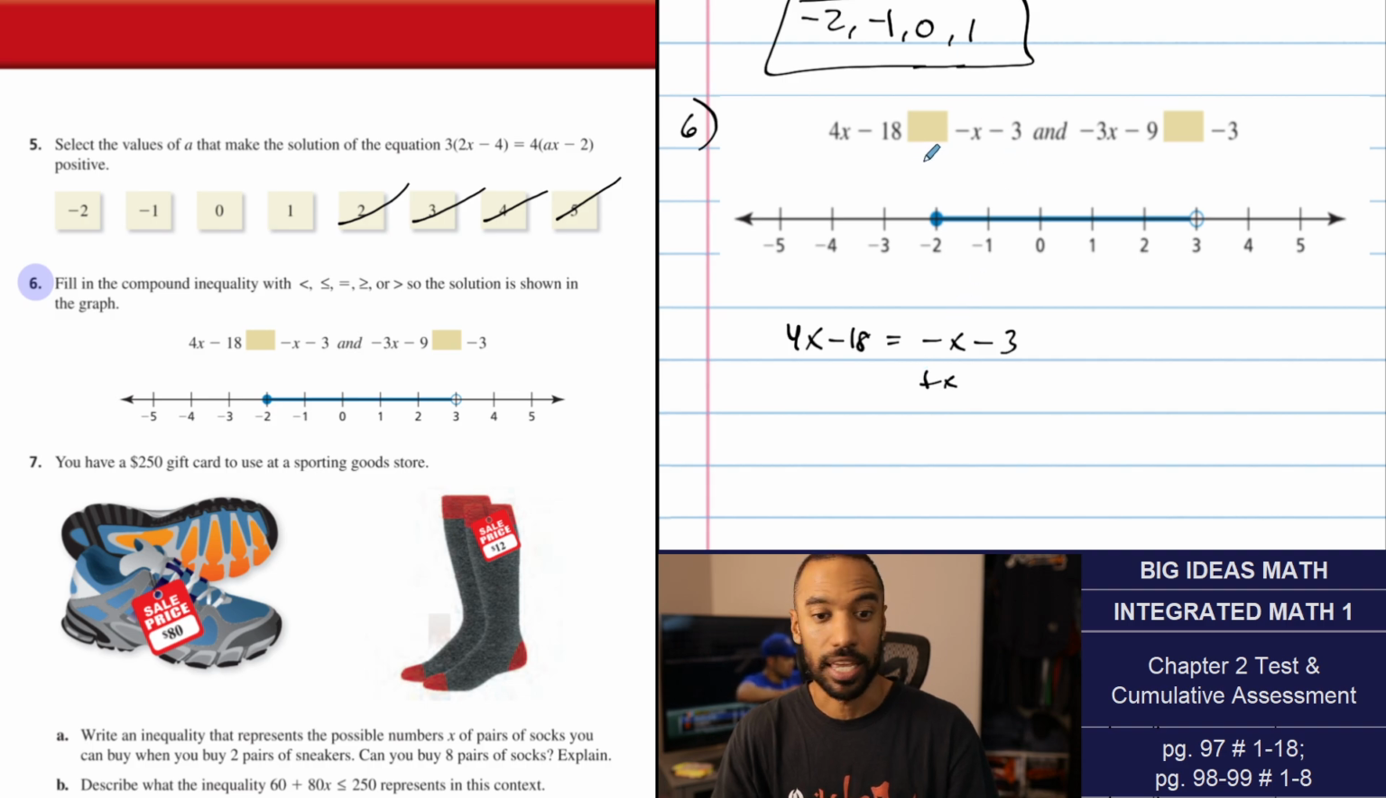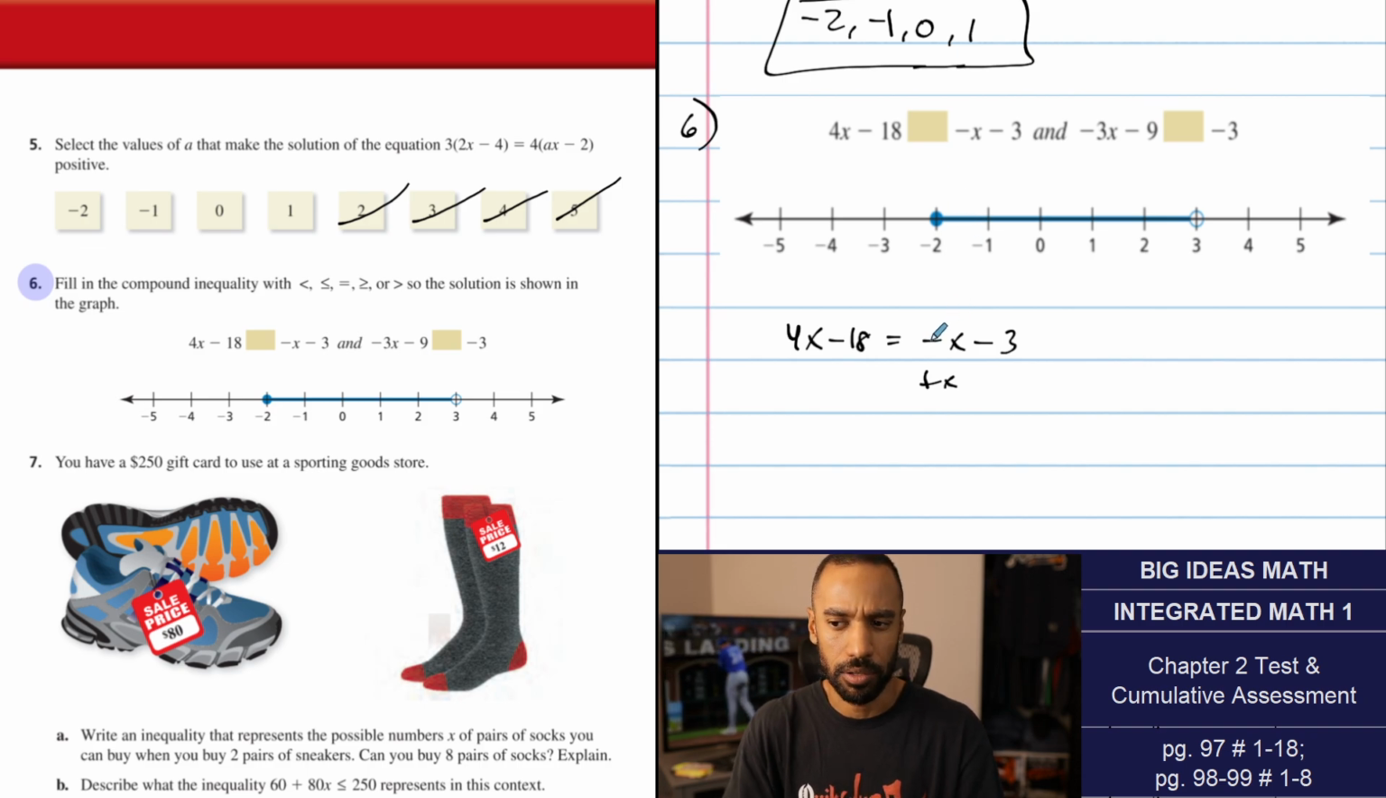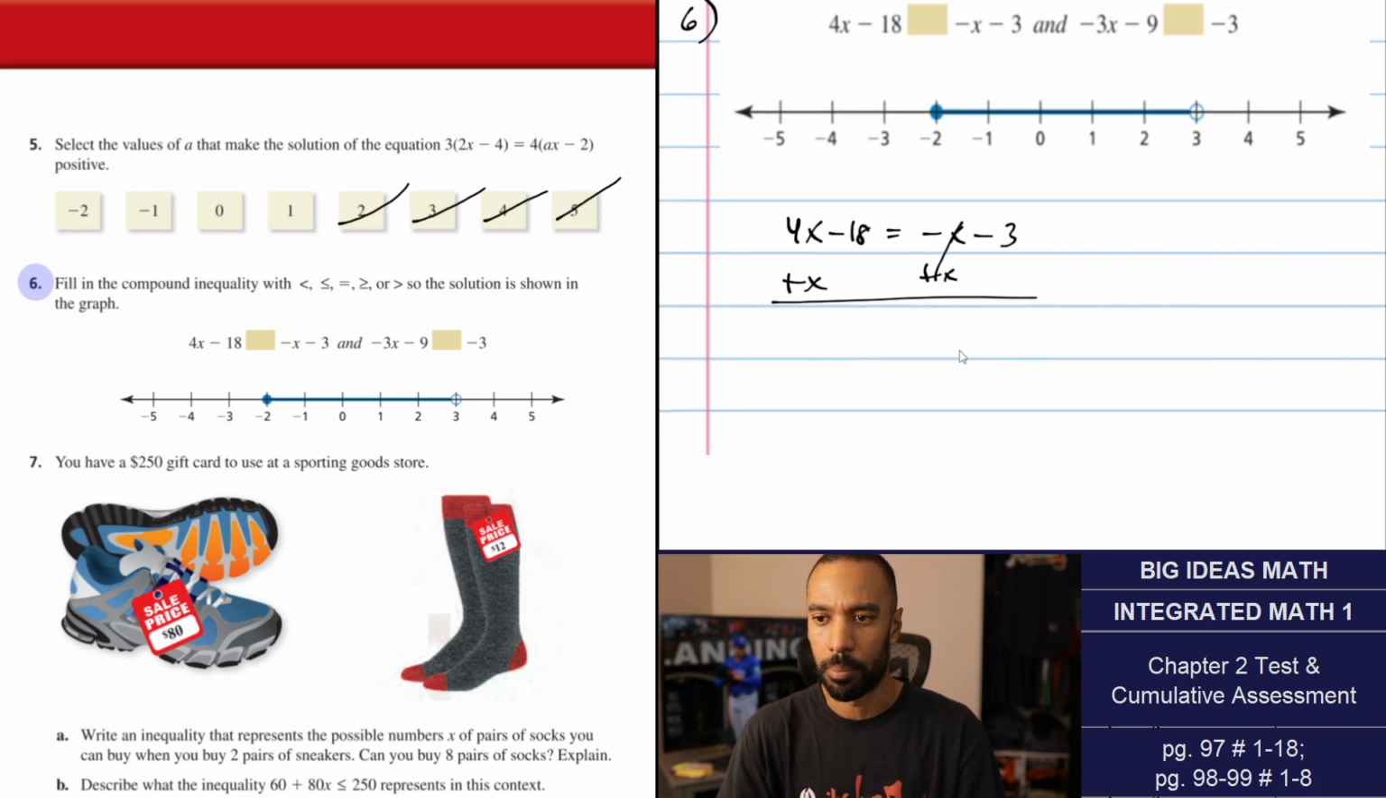Here's the thing, it's not going to be equals, because I don't think it can be. Well, maybe it can. We'll see. I think it needs to be inequalities only, because we have to be between two numbers. So anyway, we're going to add 18 to both sides. We get 5x equals 15, divided by 5, we get x equals 3.